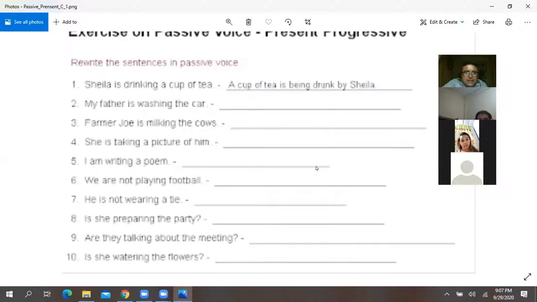Can you see the document that I'm sharing? Yes, sir. Okay. So we have 10 different exercises. They are in the present continuous form, the active voice. You have to transfer this information to passive. So remember, is being promoted, are being promoted. You always need to include verb to be, and the form of the verb always is past participle.